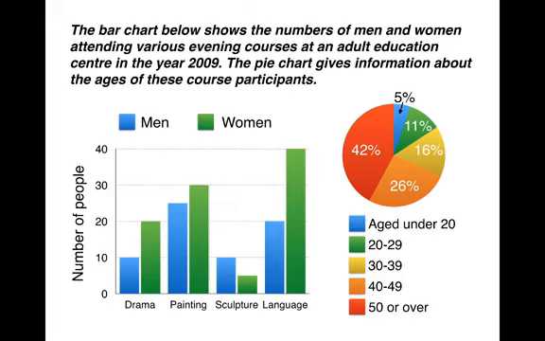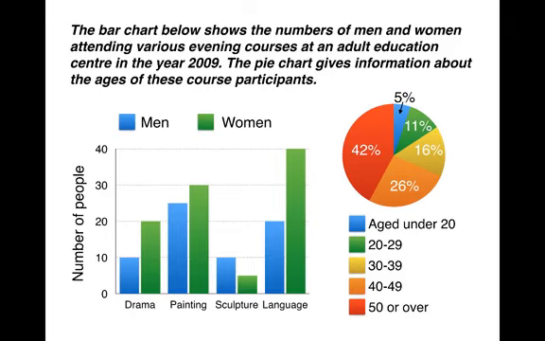The first sentence is about the bar chart, talking about numbers of men and women at these evening courses, and the pie chart is about the ages of these people at the evening courses. So very different information. Looking at the bar chart, you can see there's men and women and it's numbers of people on those 4 different courses. The pie chart doesn't show men and women and it doesn't show the 4 courses. It only shows the ages, different age groups. So very different. We have to describe these 2 charts separately.